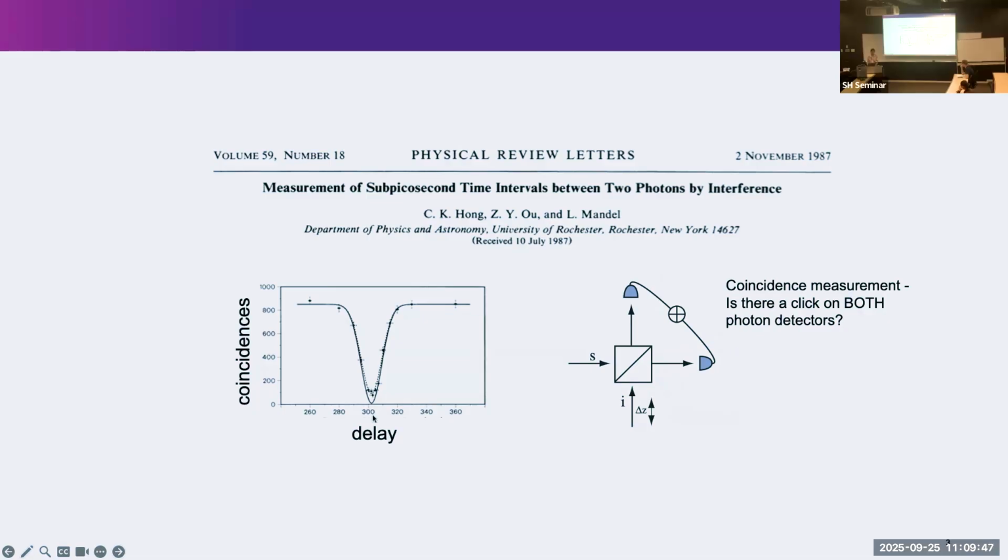You get this signature dip around this point here, where we call it the zero delay because the two photons arrived at the same time. There is some width associated with it, and that width is a function of the filtering that you use and other factors in the experiment. But the important bit to take away is that there is a point where they are bunching. There are no coincidences, okay? That's the Hong-Ou-Mandel dip.